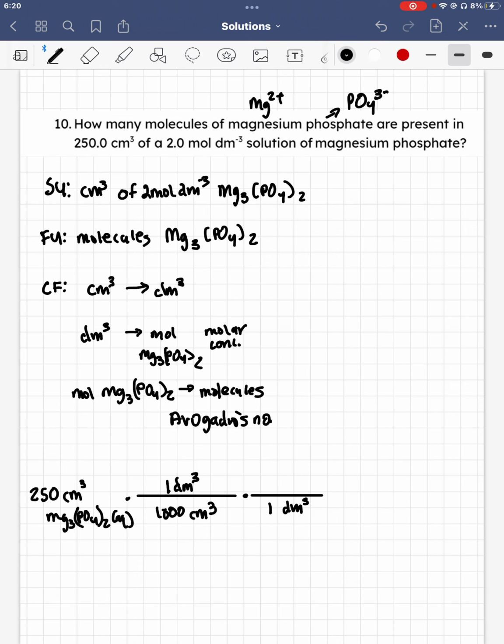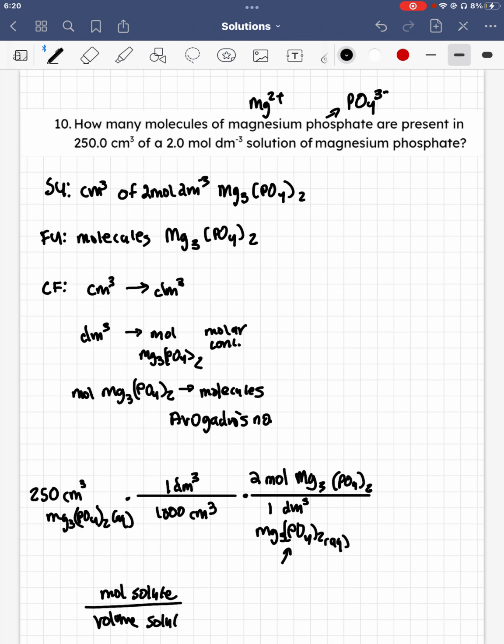Then I'm going to use the molar concentration, 2 moles over 1 decimeter cubed of Mg3(PO4)2 aqueous, and this time it's moles of just the solute, not the solution anymore. So here, this is volume of total solution. Molar concentration is moles of solute out of volume of solution. And so on the bottom, I have Mg3(PO4)2 aqueous. On top, I have just moles of solute.